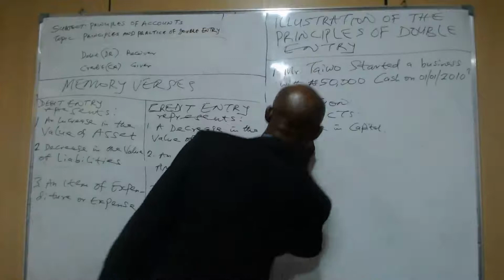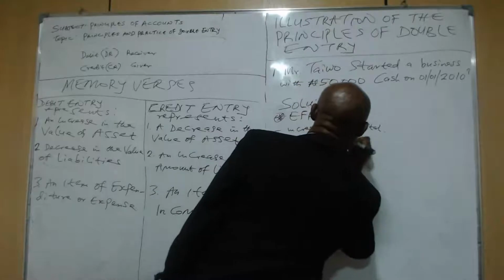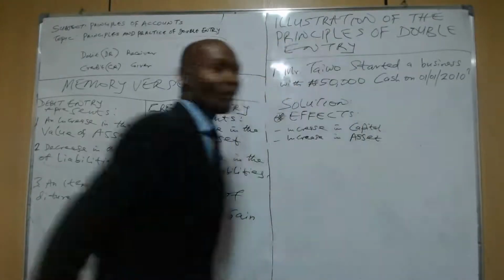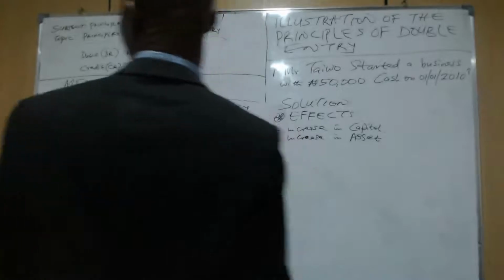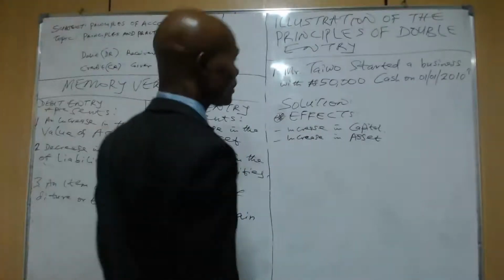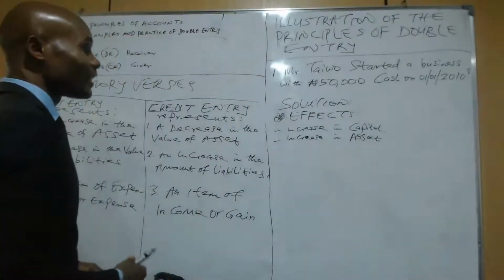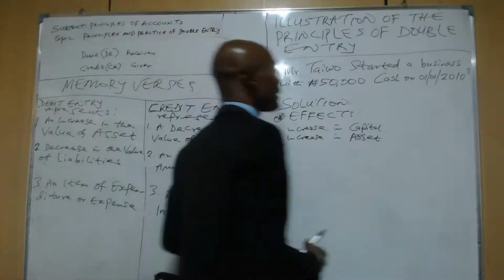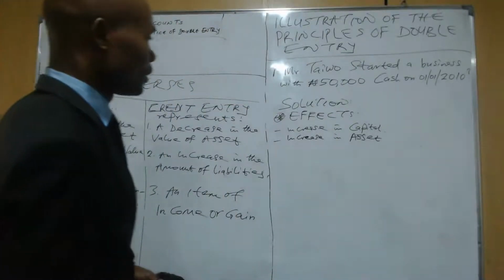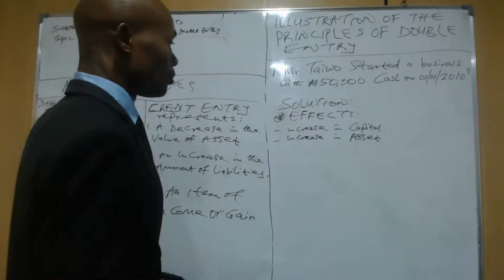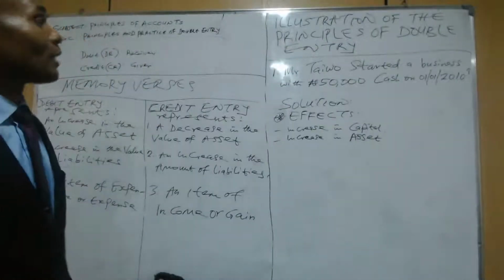Number two, there is an increase also in cash, in assets. Please note that cash is an asset, but a current asset. Current asset in the sense that it is easily convertible to other forms of asset, and also an increase in the asset for Mr. Taiwo's business.